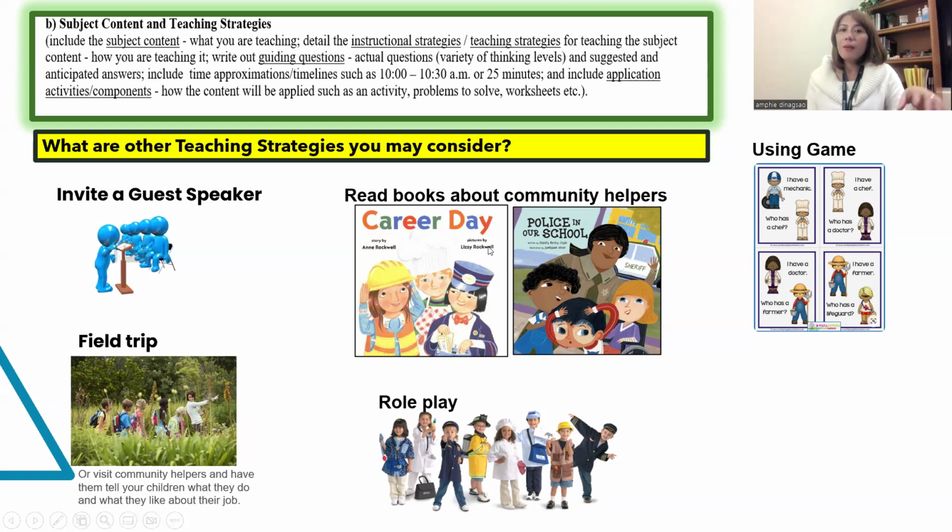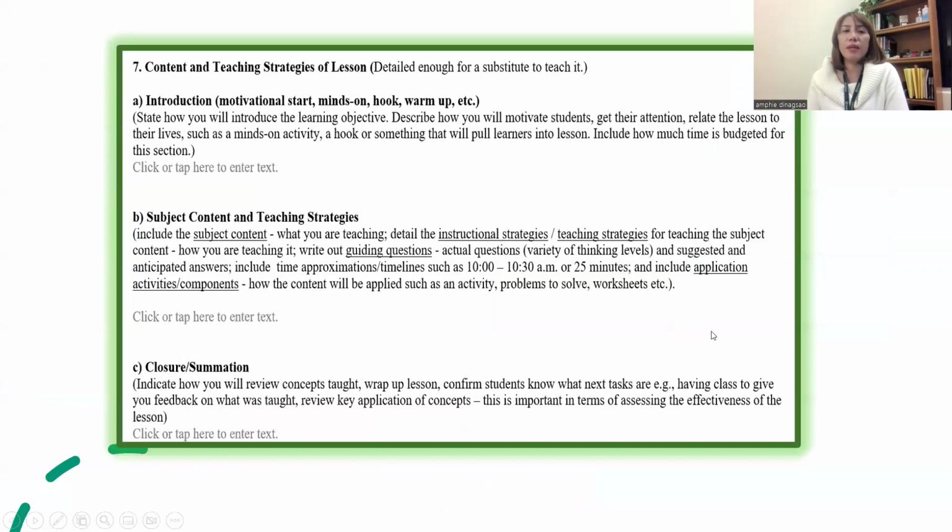It's reading a book about community helpers. That is a literature-based teaching strategy, and you've learned that. And then role play is also a teaching strategy. So you have to also emphasize that in your plan. Or are you using a game? That is a teaching strategy. So there's a lot of teaching strategies, but you have to highlight it in your lesson plan.